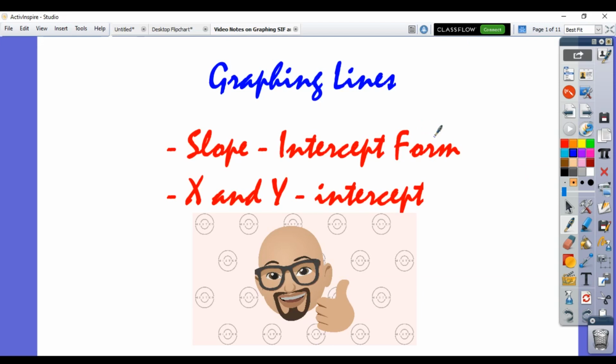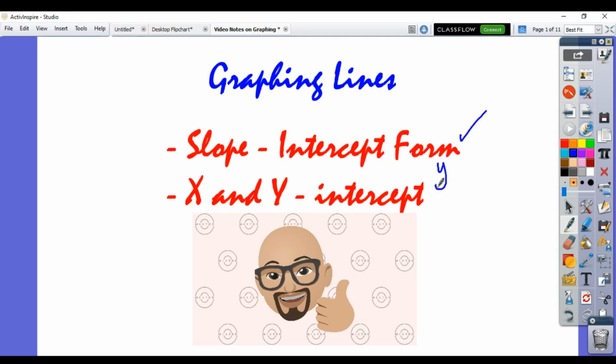Today we're going to graph lines. We're going to have several forms of graphing lines, and we have already learned the standard form and slope-intercept form. Now we're going to graph lines from different kinds of forms.